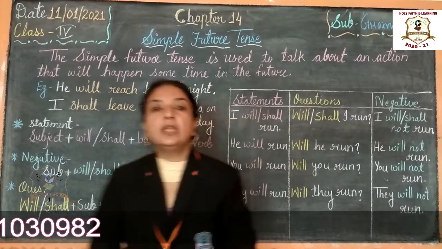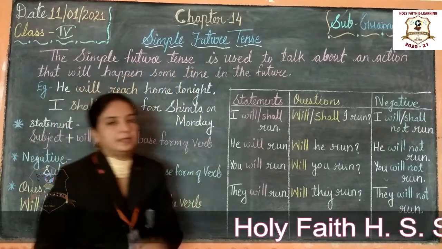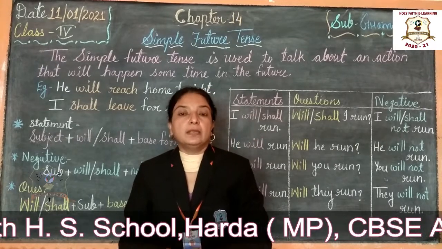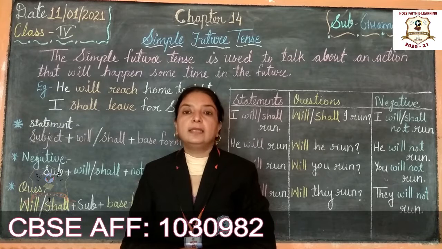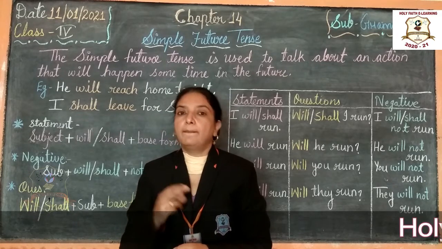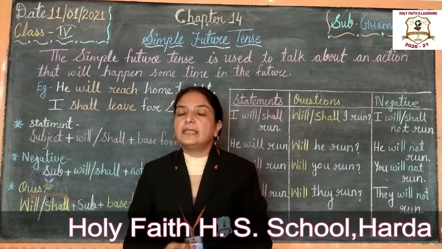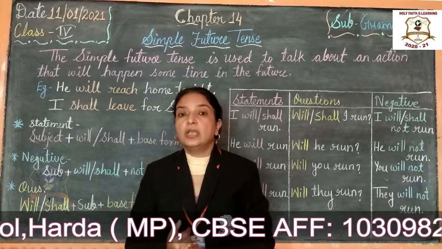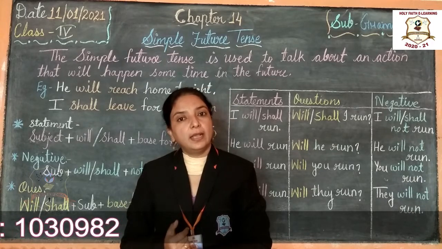Today we are going to start chapter 14, simple future tense. Children, do you remember how many tenses there are? There are three kinds of tenses: present tense, past tense and future tense. Present tense and past tense we have already completed.